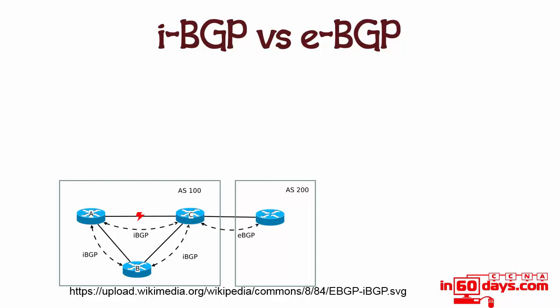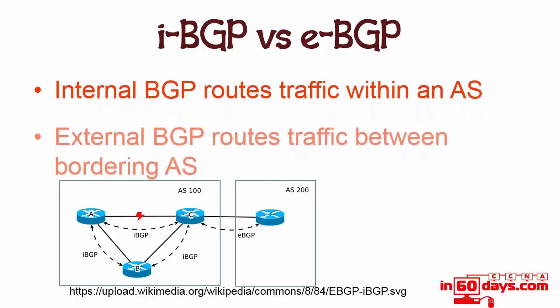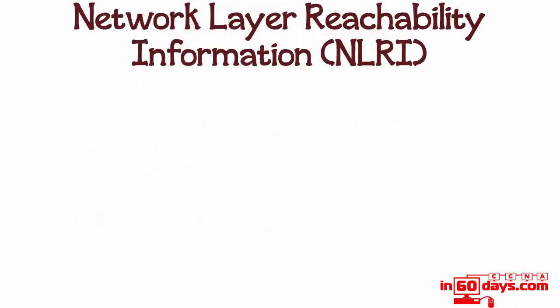iBGP versus eBGP. eBGP is in the syllabus, not iBGP. Internal will route traffic within an autonomous system. External is dealing with traffic between bordering ASs.